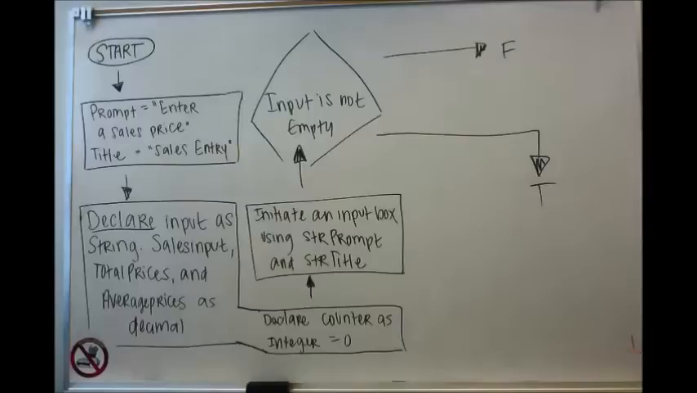The next step is going to be to initiate an input box using the string prompt and the string title that you had declared earlier. And of course, the next step is going to be the actual while loop, and it's going to basically be while the input is not empty. You're going to have your true path and your false path. So in the next segment, we're going to be explaining the true and the false paths for this.